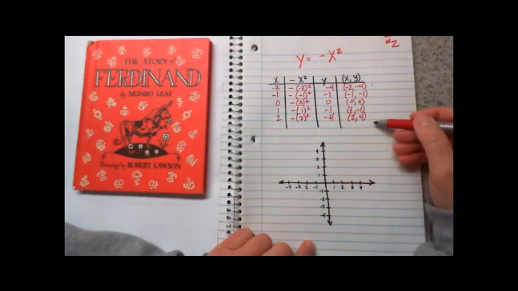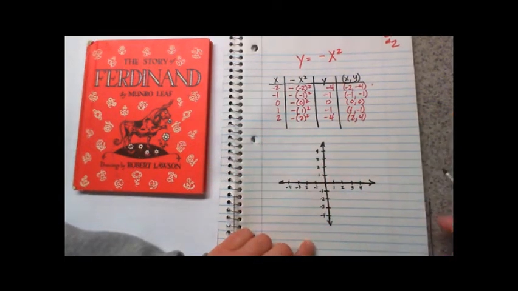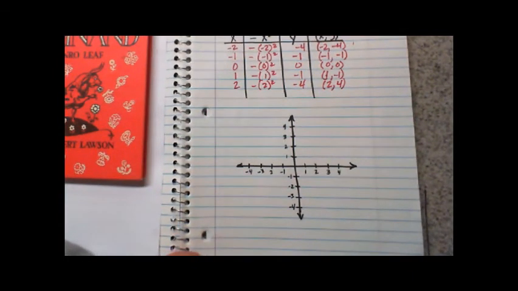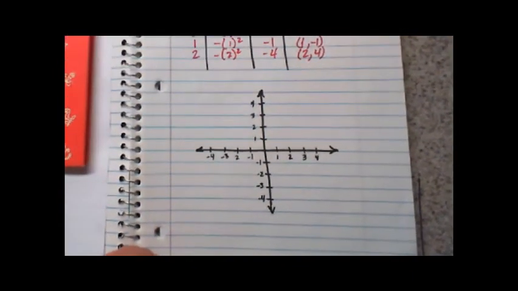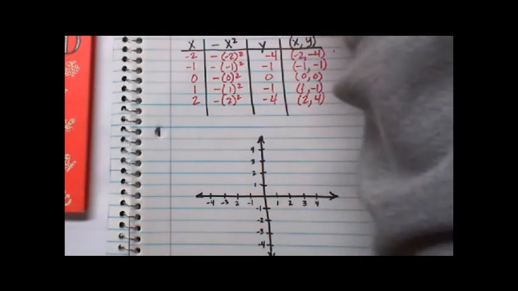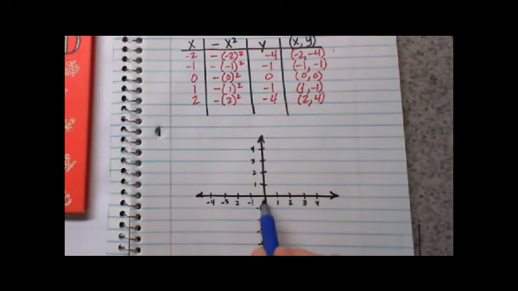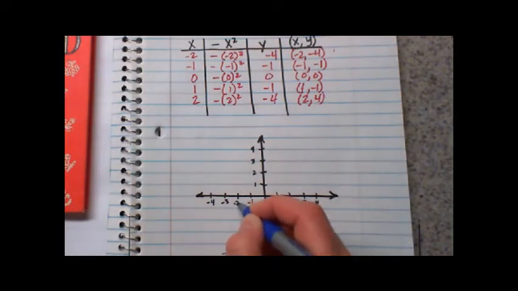Now we want to do just what we did last time, and we're going to take our ordered pairs that we got out of our data table, and we're going to plot them on this XY graph. I'm going to zoom up a little bit like I did last time so we can see a little bit better. So, first pair is -2, -4. So I'll go over to x equals -2 and down to y equals -4, -2, -4.